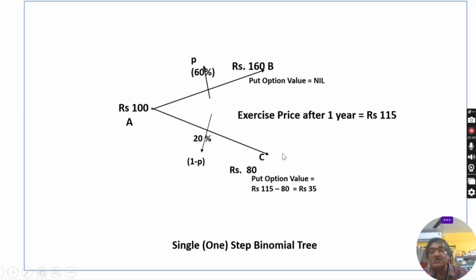When will the put option be exercised? When the share price is below the exercise price. In this case, what would be the put option value? The put option value will be 115 minus 80. This is the put option value. So this is the whole picture: the percentage of increase, the percentage of decrease, the price, the put option value, everything.